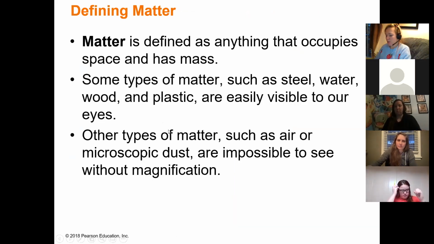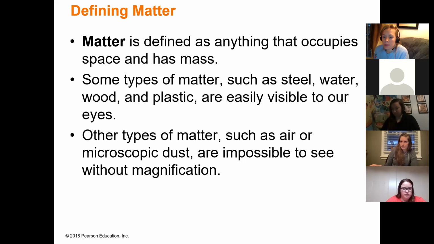So what do we need in order to be classified as matter? It needs to occupy space and it needs to have a mass. Now, that can be a very, very small mass. It can be a very, very small volume, but it needs to have those 2 components.